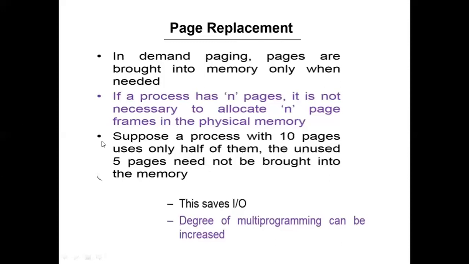So let's say there is a process with 10 pages. It need not require that you bring the entire 10 pages. You can initially bring maybe 5 pages. By bringing only a partial set of the pages onto the memory, you're giving some space for other processes to be allocated on the physical memory, which can be executed simultaneously. And you also save the input output operation, which would have been more extensive if you were trying to bring the entire process onto the physical memory. So you're saving input output operations and the degree of multiprogramming can be increased.